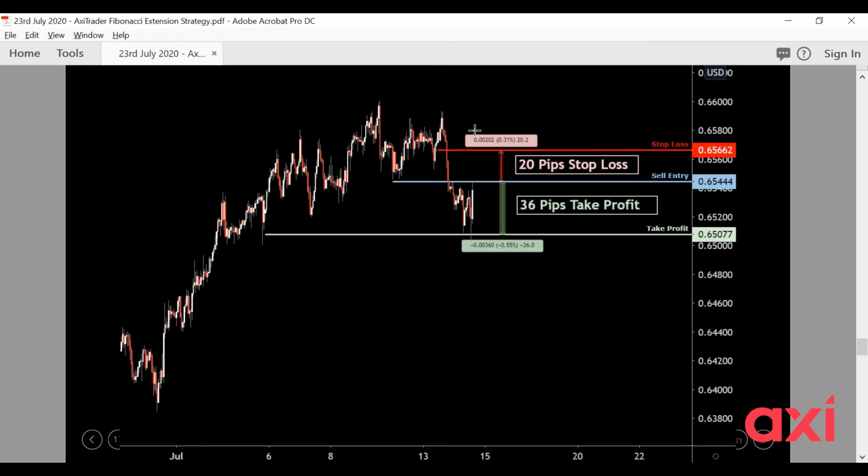This is the second: 20 pip stop loss, 36 pip take profit. I'm going to write it here for you. The first one is 90 pips of take profit and 50 pip stop loss. The second one is 20 pip stop loss and a 36 pip take profit. Which trading strategy is going to make you more money? Is it number one, or is it number two?